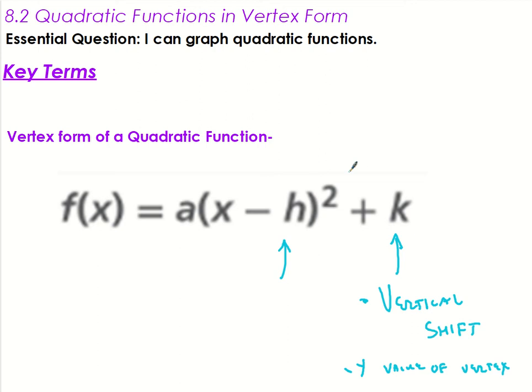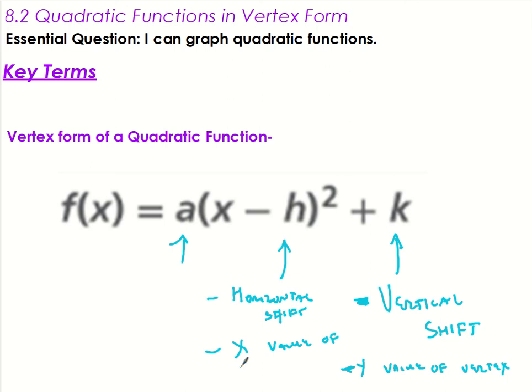So when we're graphing quadratic functions, we always want to start from the vertex, and then we start looking at what the a value is from there. So the k on the outside is your vertical shift. It is the y value of the vertex. The h on the inside is your horizontal shift, and it is the x value of the vertex.